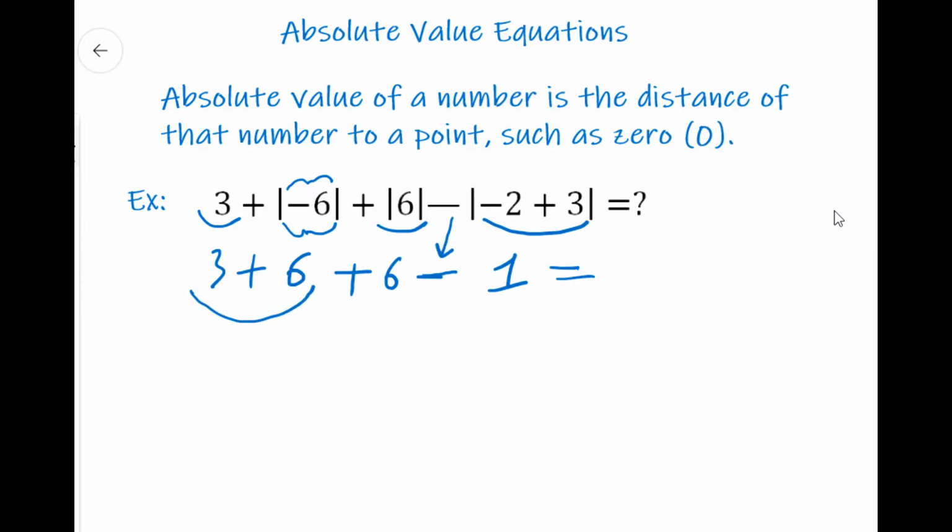3 plus 6, 9. 9 plus 6, 15. 15 minus 1 is 14, guys. So the final answer is 14. And let's take a look at our next example.